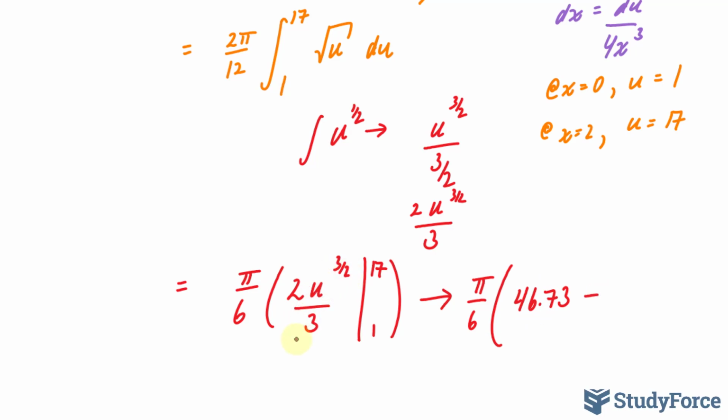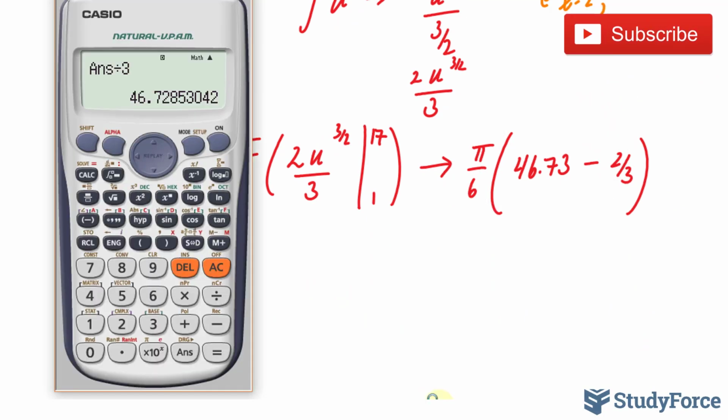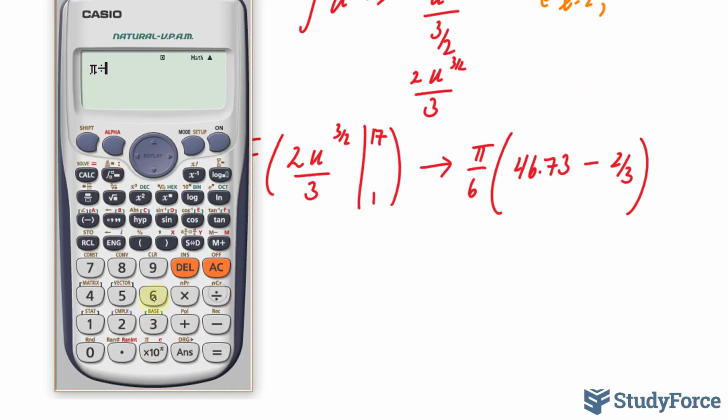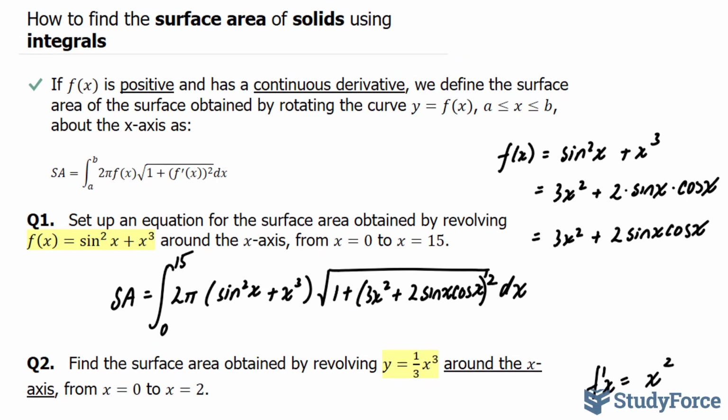Minus this term at 1 is simply 2 over 3. So your final answer should be, and I'll use my calculator to evaluate this whole thing, pi over 6 times 46.73 minus 2 over 3 gives us the surface area of this function. 24.1 units squared. So there you have it. 2 examples on how to find the surface area of solids using integration.